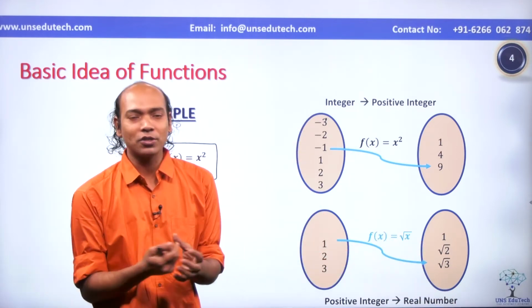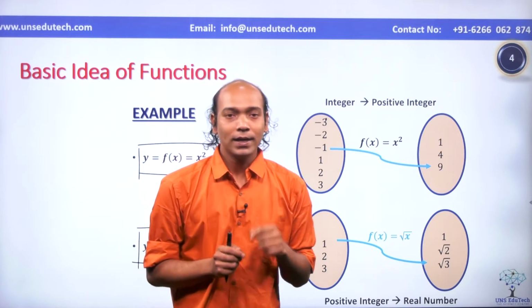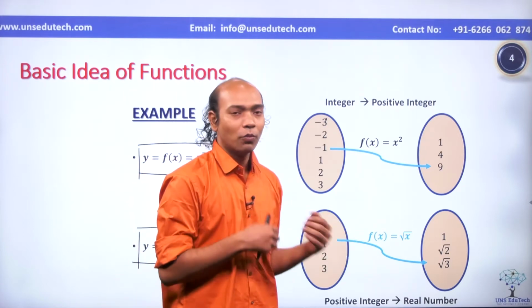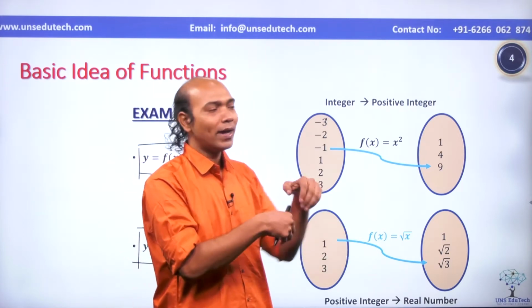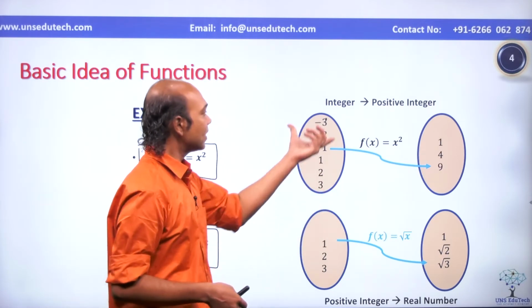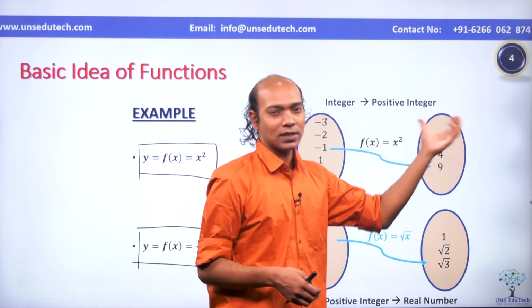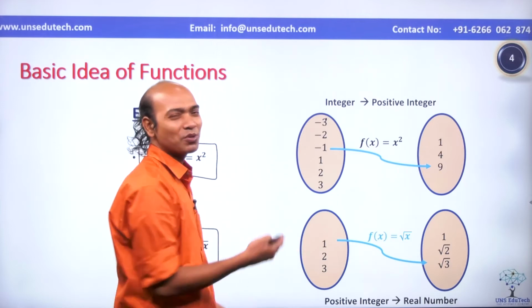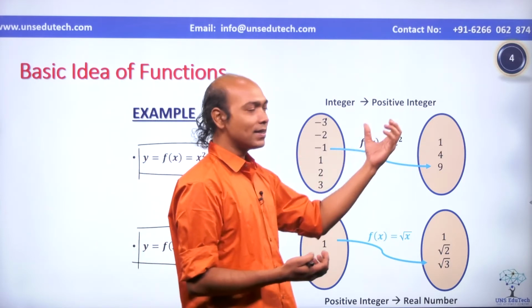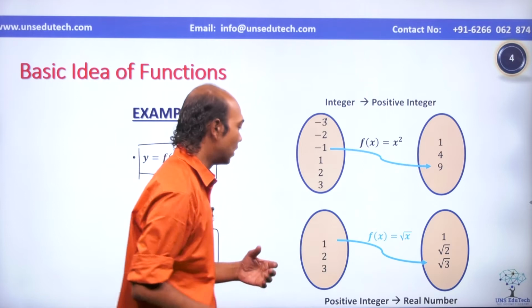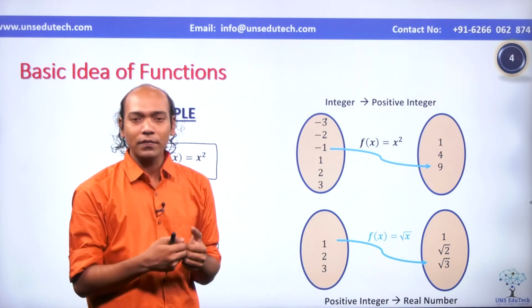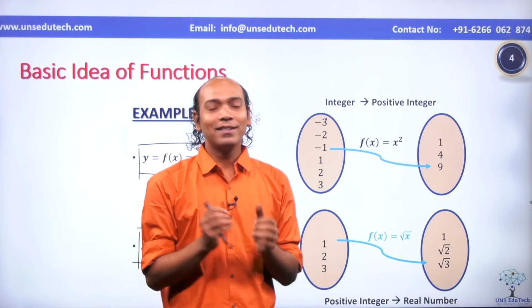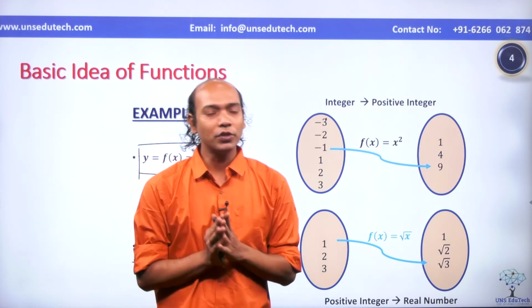So this is the basics of a function. What does that mean? It means that through a function we convert one number to another number. The first case converts integers to positive integers, because a negative square is positive, so all integers are converted to positive integers. For the next case, all positive integers are converted to real numbers. So this is the basic function definition.